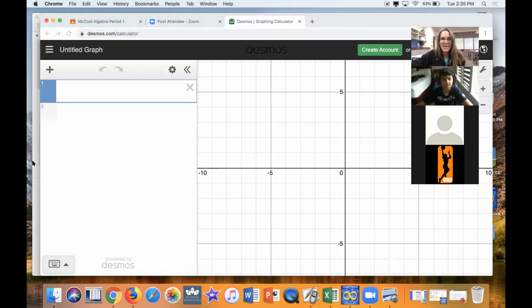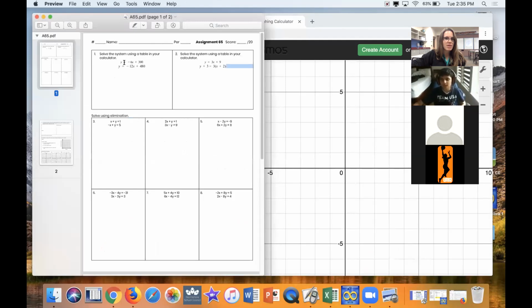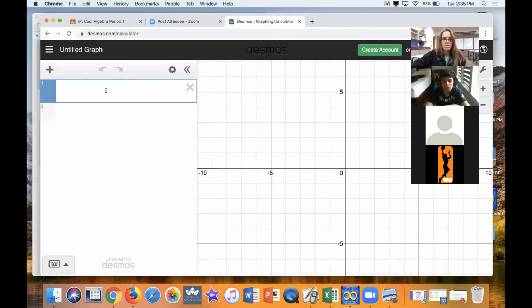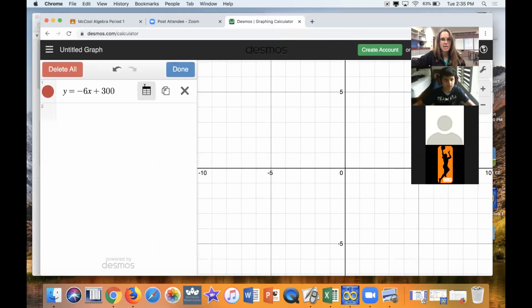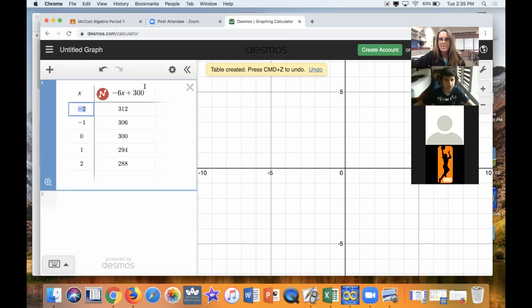And then I'm going to type in my first equation, and I don't have to type in the y equals part, but I can. So I can type y equals negative 6x plus 300, and that's my first equation. And then I click this gear, and then click table. And that makes a table with the first couple values from that first equation.